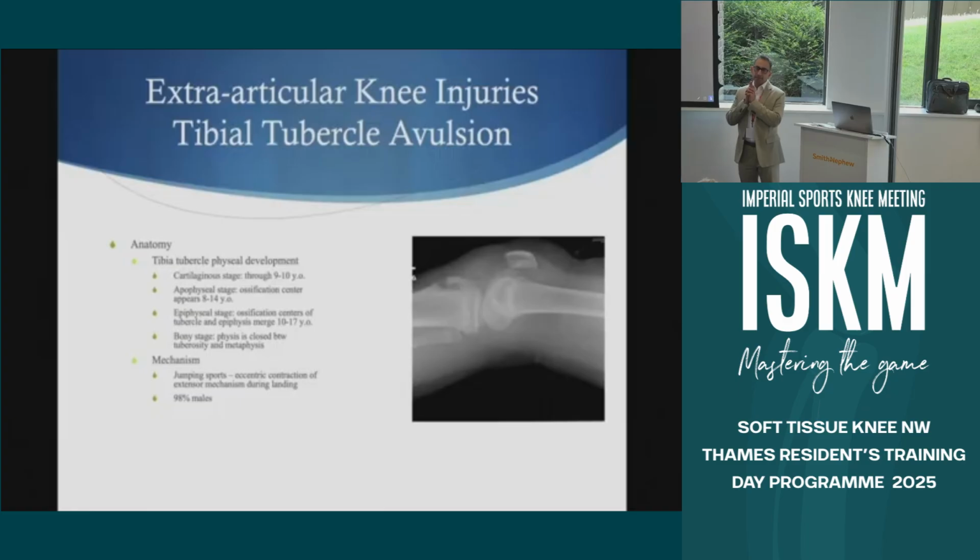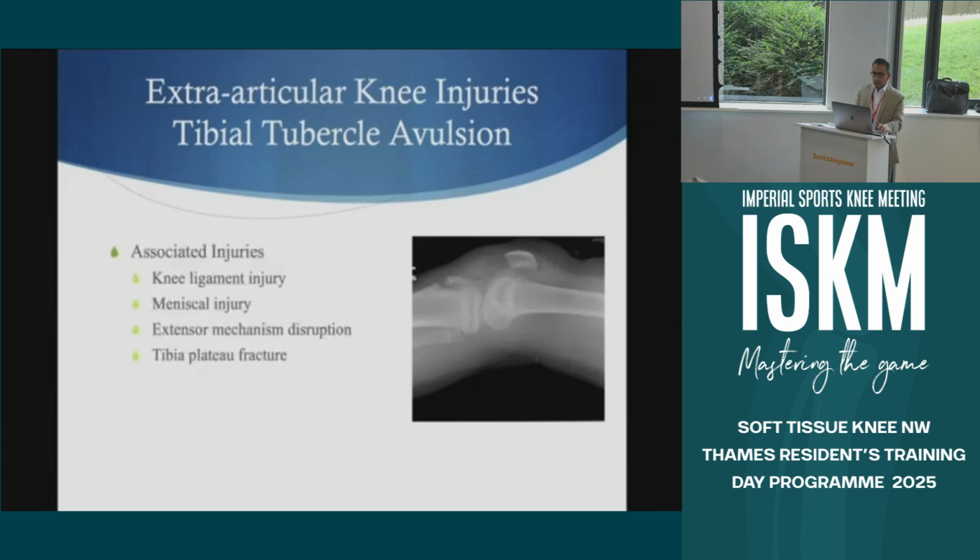A lot of the kids have this. They can't straight leg raise. They've got a combination of this thing and just pain inhibition as well. Can't straight leg raise, big swelling. Think about that tibial tubercle. And again, think about associated injuries.